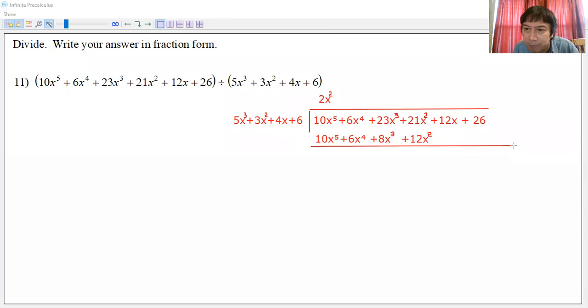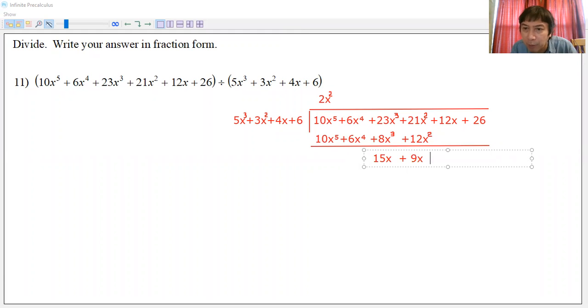So over here, 10x to the fifth minus 10x to the fifth. So it's 0 here and then 0 in the next column. This is now 23 minus 8, so that will be a plus 15x cubed. Now 21 minus 12, 11 minus 2, that's 9x squared.